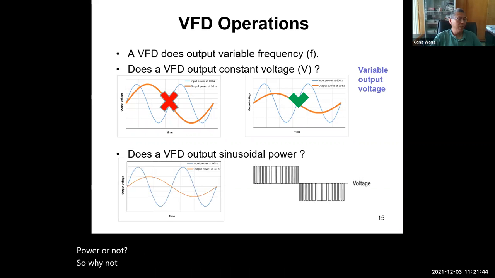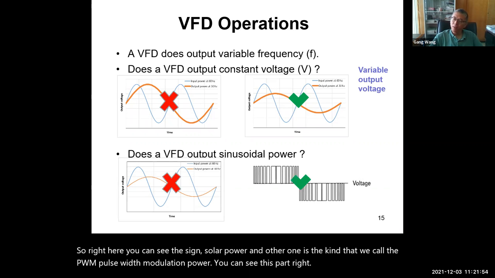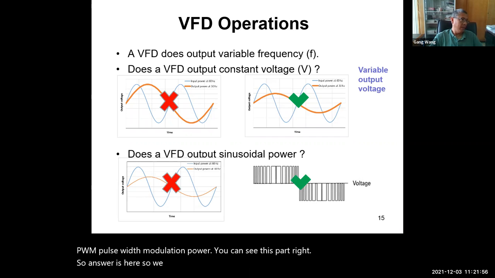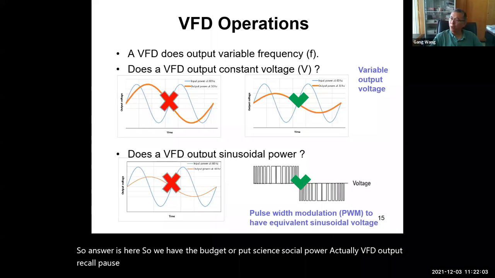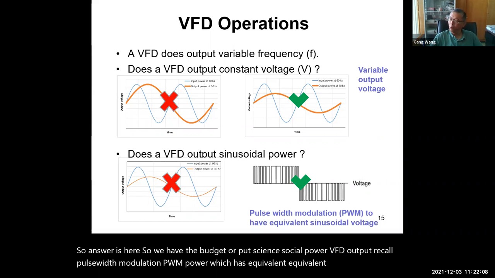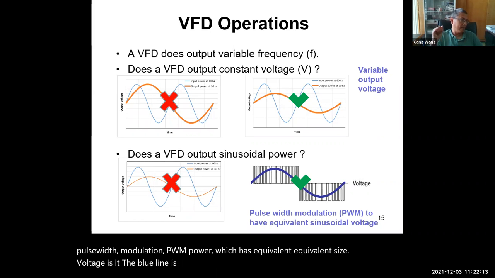You can see the sinusoidal power. Another one is what we call PWM, the pulse width modulation power. You can see this part, right? So the answer is here: VFD doesn't output sinusoidal power. Actually, VFD output is what we call pulse width modulation, PWM power, which has an equivalent sinusoidal voltage. The blue one is not real, it's equivalent, right? The real output voltage is a PWM.